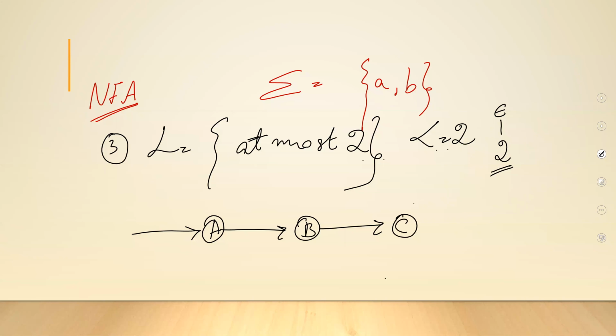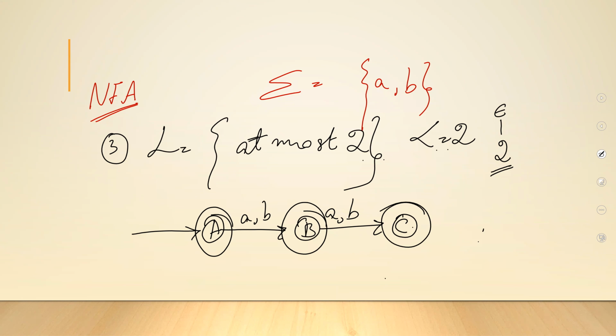A, B, C. This is my final state. A, comma, B. You can even have an empty string, which means A can be your final state. You can have a 1 length string, which means B can be a final state. And then, of course, for the final length string, C will be your final state. So this is how you construct an NFA for at most 2.